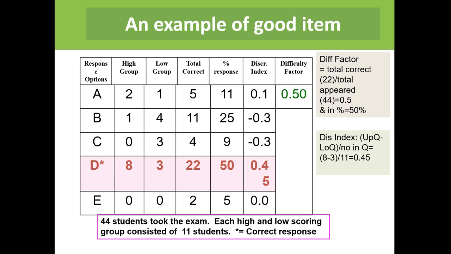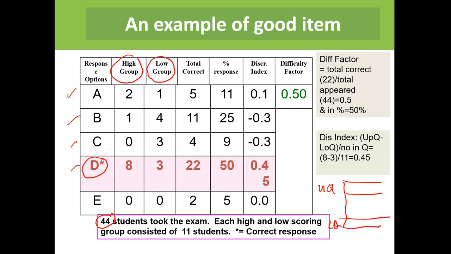So you have a multiple choice question where the options are A, B, C, and D, and D is the correct one. And remember, 44 students took the exam, and this is the low scoring group, and this is the high scoring group. If you divide this into four quartiles, this is the upper quartile, this is the lower quartile, meaning 11. If it is 44, 44 divided by 4 means 11 students come in each group. So 11 is in this lower group, 11 in this mid group, and 11 in this group, and 11 in this group. These are the toppers, and these are the lower performers.